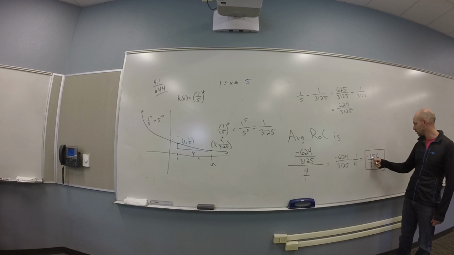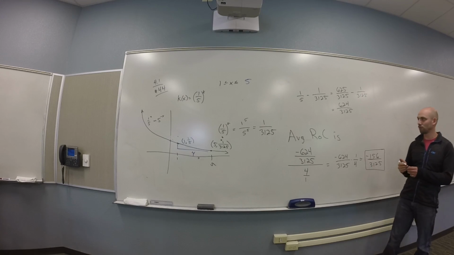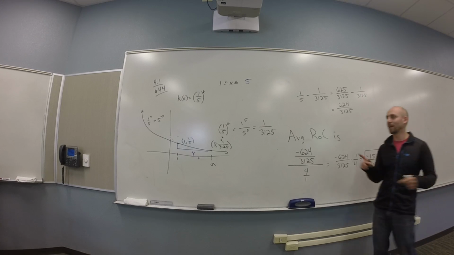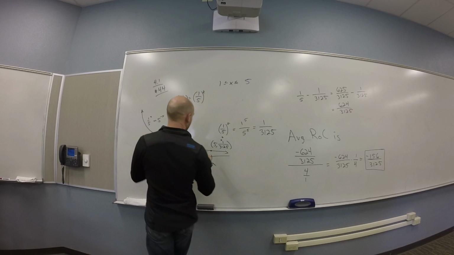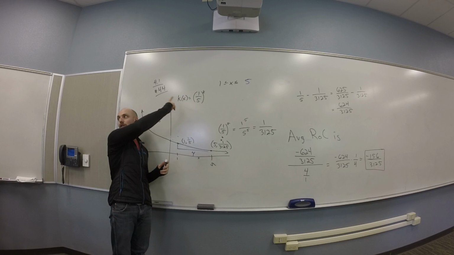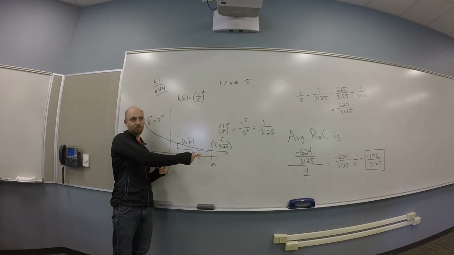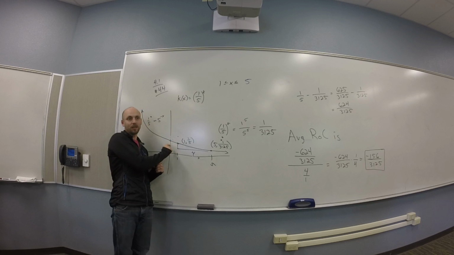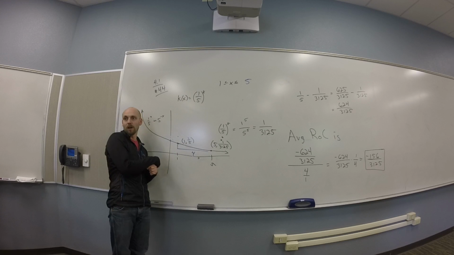So in the end, I got minus 156 over 3,125. And the place I got that, I went to my function picture and I said, what's the average change in output per input between the inputs of 1 and 5? There were 4 input increases between 1 and 5. That was my run. And the change in the output was minus 624 over 3,125. So I took that and split it among the 4 input increases.